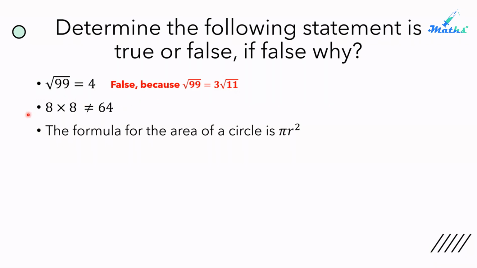And the second question is 8 times 8 is not equal to 64. This is false also because 8 times 8 is equal to 64, but here, as you can see, the question says not equal. The last question is, the formula for the area of a circle is pi r squared, which is true. So these 3 are statements, with false and true ones.